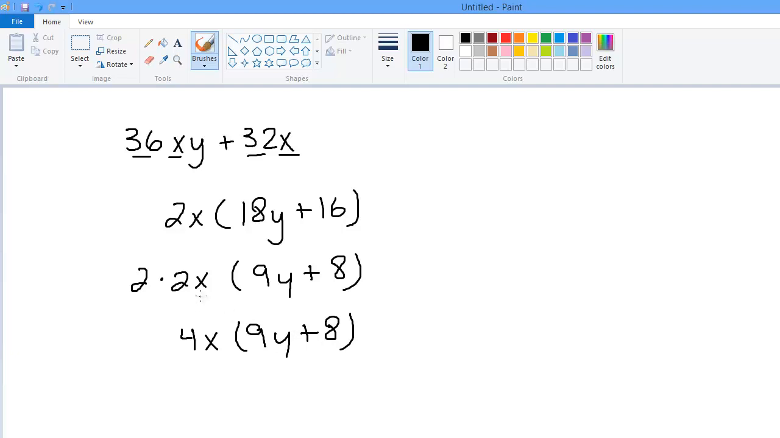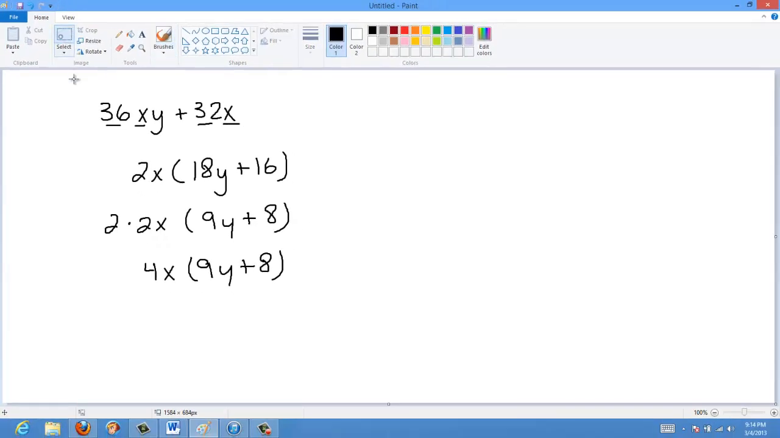So you can see what happens is as you go, you don't have to pull it out all at once, but you just have to keep multiplying as you pull factors out, and then you can still get to the correct answer.